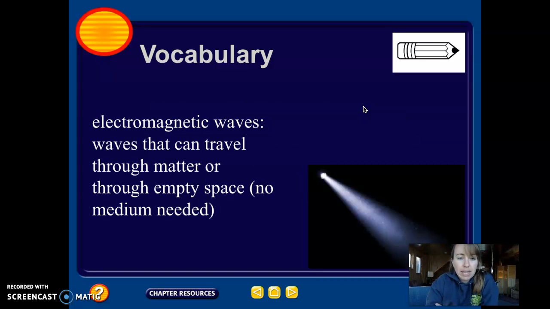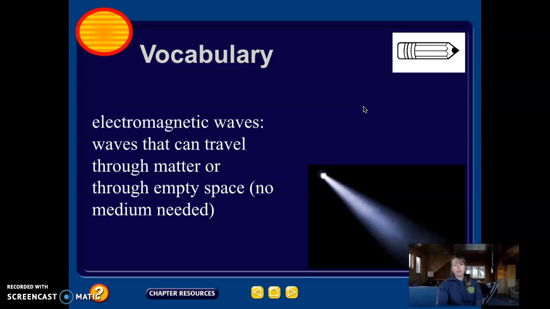On the other hand, we have electromagnetic waves. These are waves that can travel through matter or medium, or they can travel through totally empty space where there is no medium. So the major difference, just to summarize: electromagnetic waves do not need a medium, and mechanical waves do need a medium. Electromagnetic waves can travel even if there is a medium.